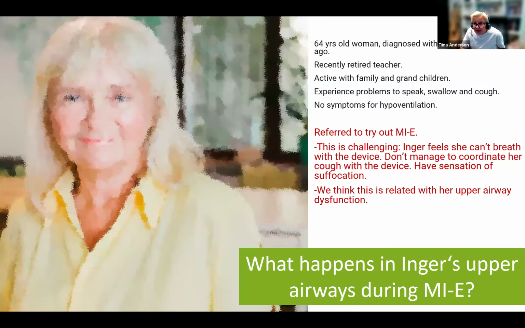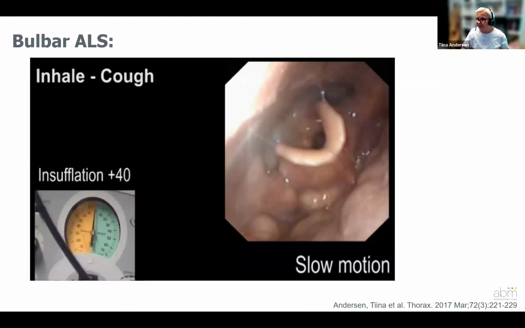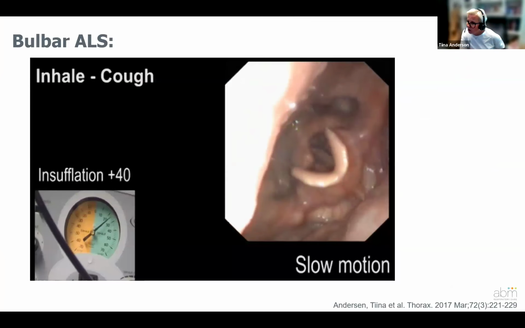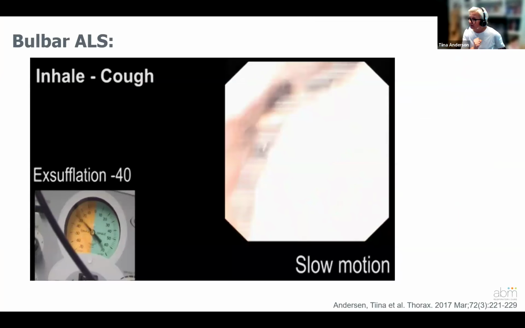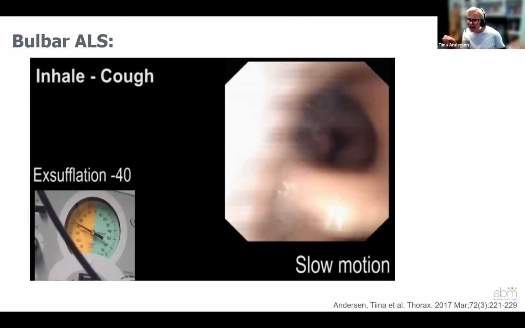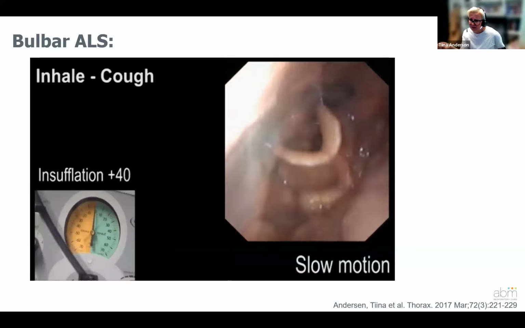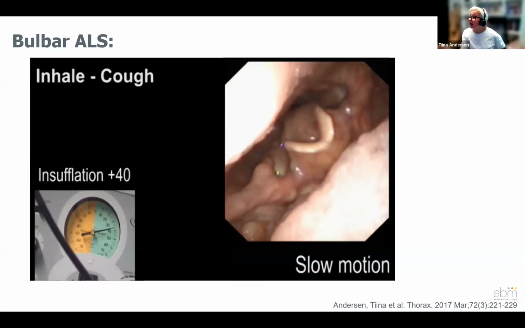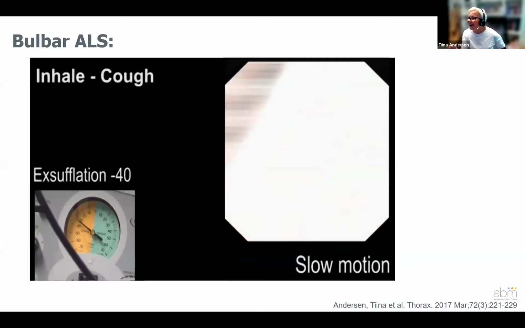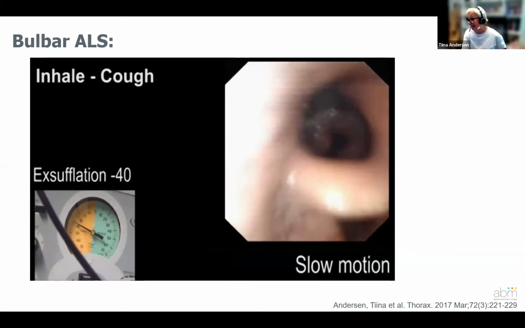So we go further. What happens in Inger's upper airways during MIE? Okay, she has ALS, she has problems with eating, speaking, and she really struggles to succeed with MIE when we try it out. When we examine her, during the positive pressure, her larynx was closing. And when we switched to the negative pressure, it was quite narrow, but still a little bit more open. But think, when we cannot deliver that much volume in, and then we switch to the negative pressures, we create more like a vacuum. So it's not that strange that there is a narrowing.